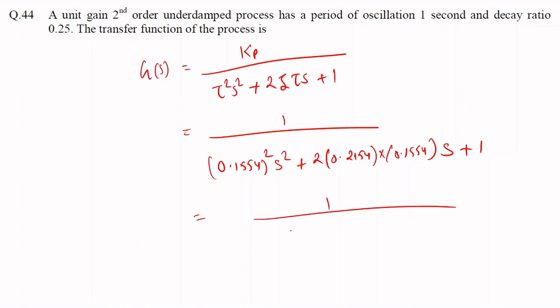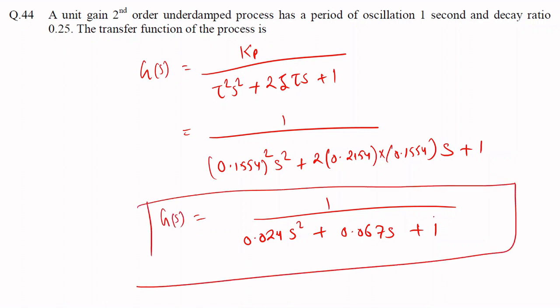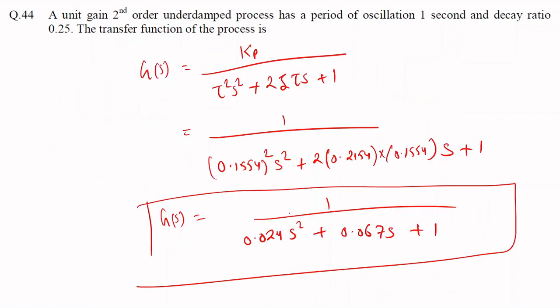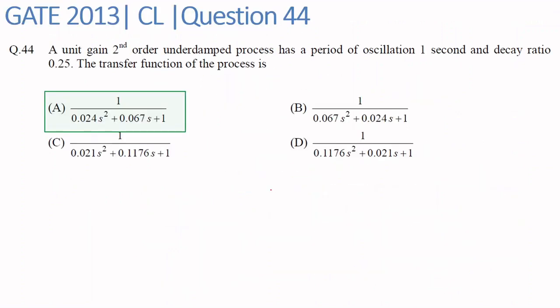So this can be written as 0.024 s square plus 0.067 s plus 1. So this is the transfer function of the process that we have been provided. Over here you can see that the value of zeta that has been obtained is 0.2154, that is less than 1. And also in the given question we have been given that the process is underdamped. So from that you can see that you are going in the right direction. So the final answer of this question, that is to find the transfer function, is option A.